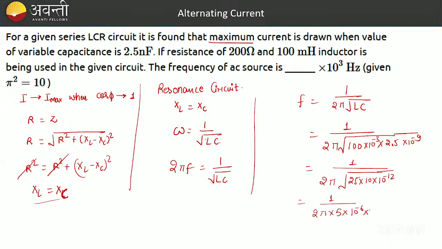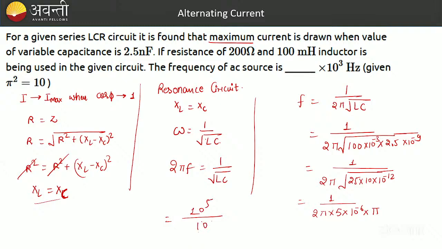into square root of 10. But pi square is given as 10, so pi will be nothing but square root of 10. We can write pi in place of that. It will become 1 upon 2 pi square, or 2 को you can multiply here, so it will become 10 into 10 raised to the power minus 6, which is nothing but minus 5. You can take this minus 5 above, 10 raised to the power 5, and below pi square will become 10.